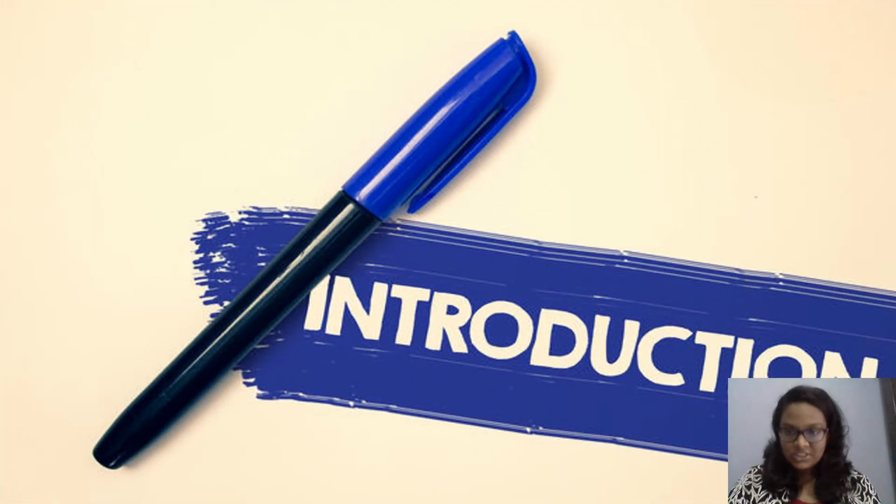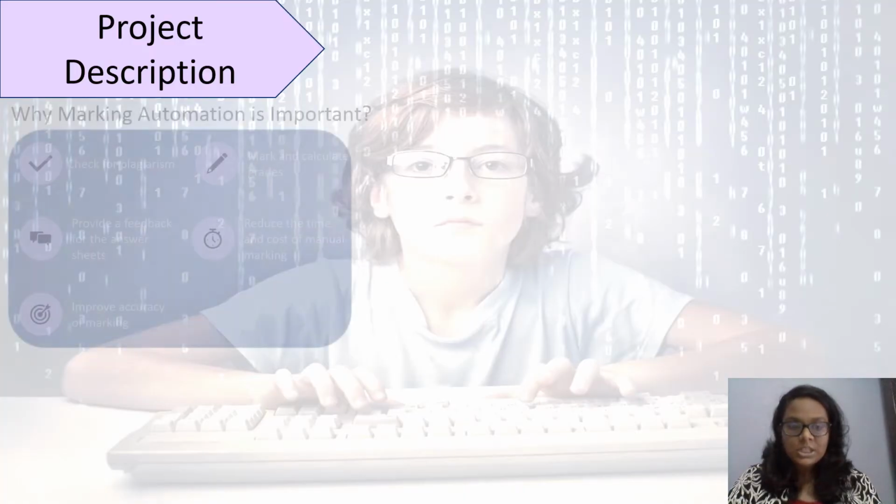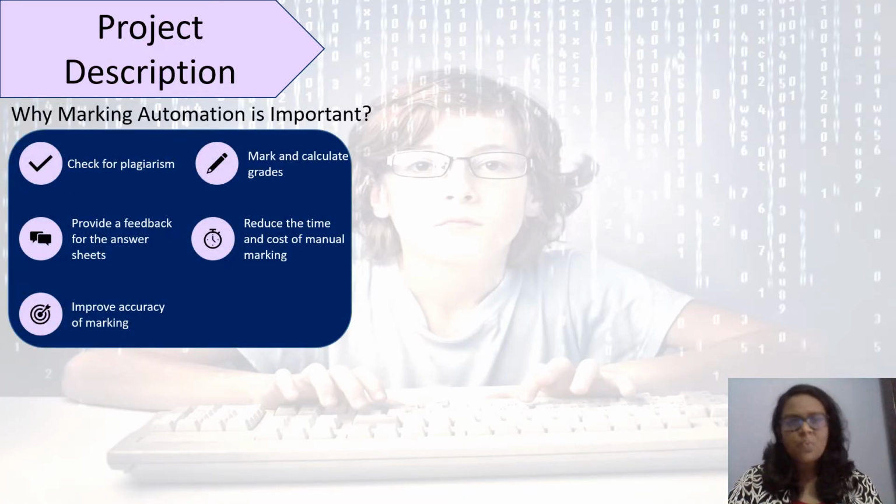Coming to the introduction. If you consider the project description, why is marking automation important? Mainly because it reduces the time and cost of manual marking. It checks for plagiarism. It's easier to check for plagiarism when the marking is automated. It's easier to mark and calculate grades, to provide feedback, and it also improves the accuracy of marking.